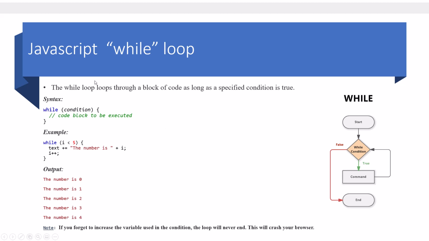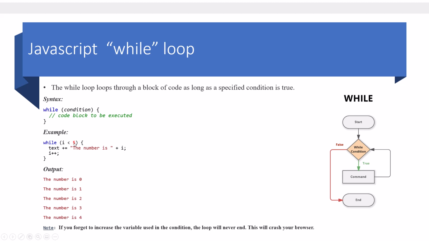So the next is while loop. The while loop loops through the block of code as long as a specified condition is true. Here also we check for the condition, and until the condition is true, we will execute; if the condition is false, then only it will come out of the while loop. So this is the syntax for while loop: while condition, and when the condition is true, it will execute this block of code. And this is the example for the same.